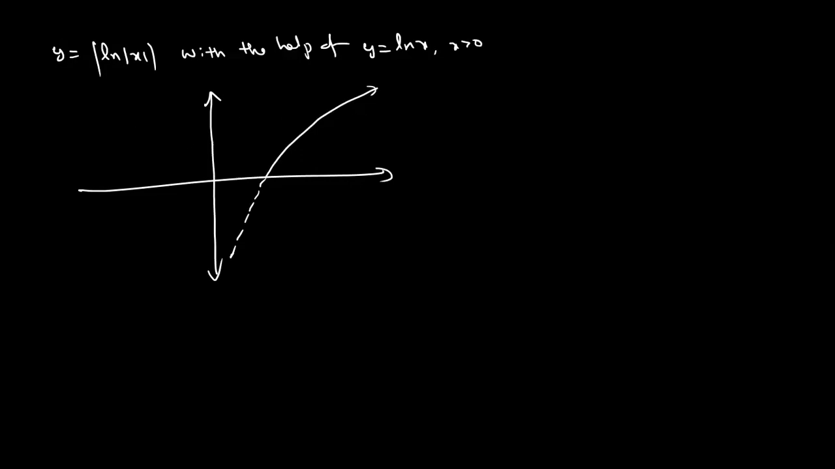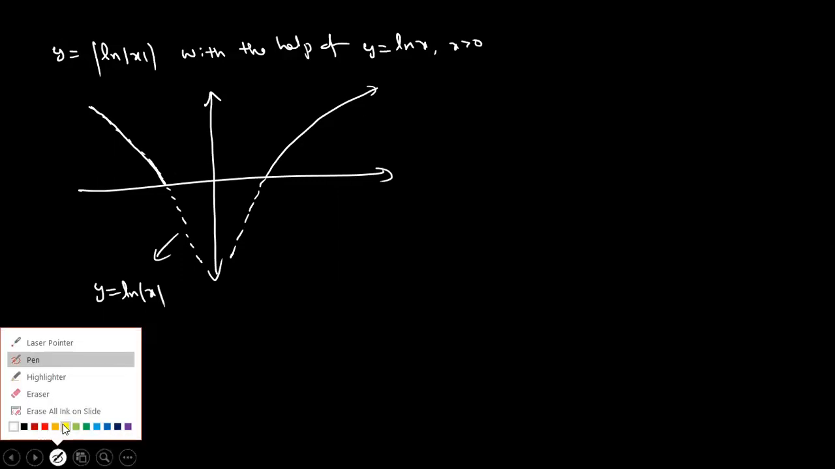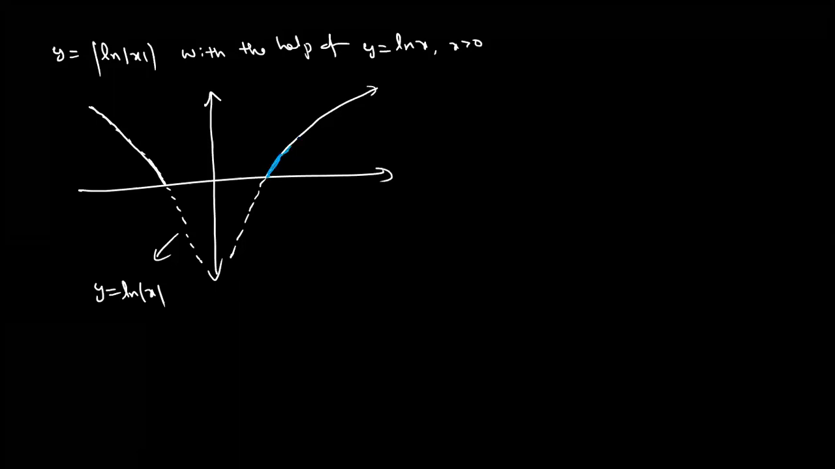See carefully. Now, what is this graph here? What is this graph here? y is equal to ln of mod x. Okay. See the blue color? The blue color graph is there up to here. That is y is equal to modulus of ln of mod x.